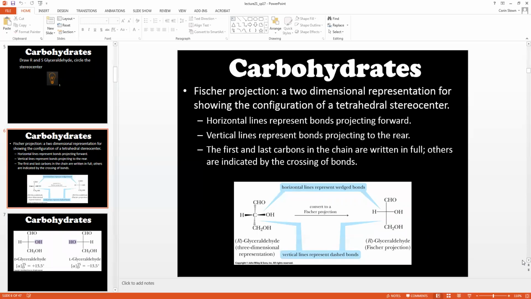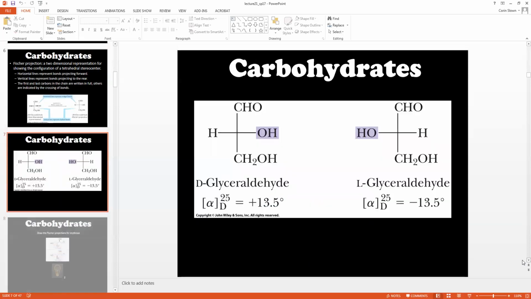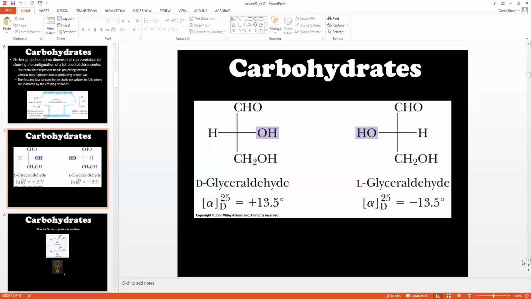So if you think about the horizontal lines, another way of saying this is that they represent the wedged bonds, and the vertical lines represent the dashed bonds. So if we think about the Fischer projection then of glyceraldehyde, those are shown here.